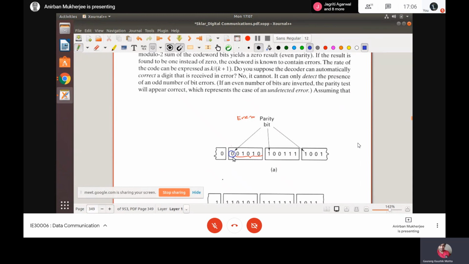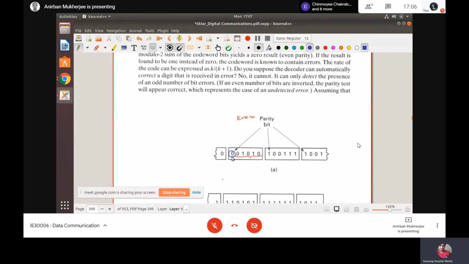Now, how will we put it in even parity? The number of ones in total, after appending this parity bit, this is called the parity bit. After appending this parity bit, this is called the code, kind of code bit. In the code bit, an even number of ones should be present. That means here already 2 ones are there. So how many ones you need to put to make it an even number of ones?